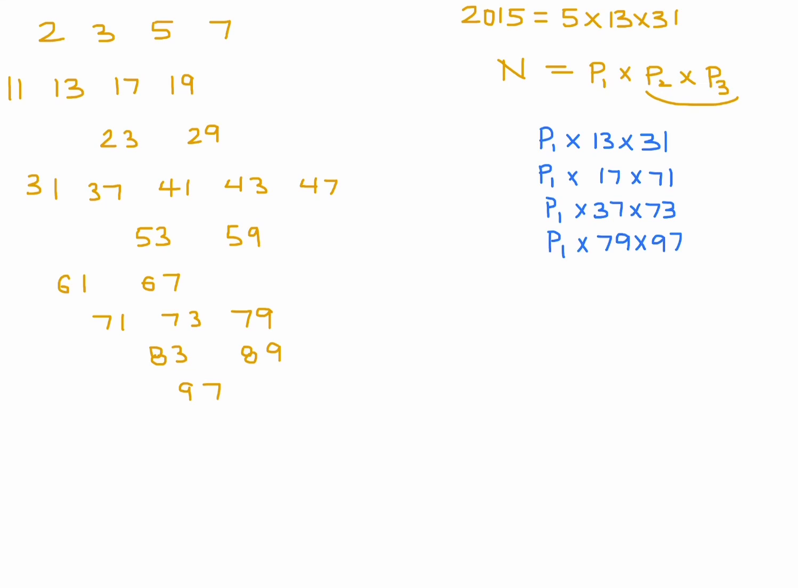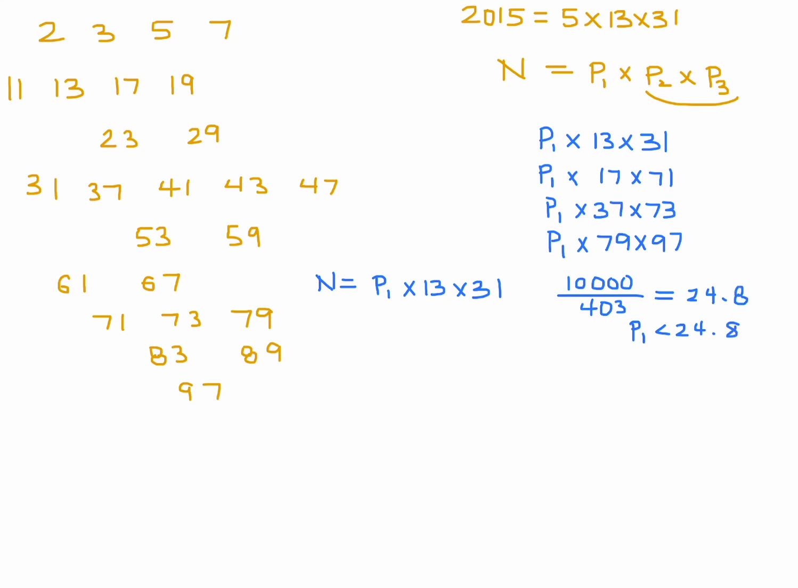Okay, so let's work with these one at a time. So first, let's talk about P1 times 13 times 31. How many such scenarios can I get? All right, well, the number itself is n, and n has to be less than 10,000. Now, let's look at what is 13 times 31. That's 403. So this number has got to be less than this quotient, 10,000 divided by 403. And this is approximately 24.8. So that means that this P1 has got to be less than 24.8.